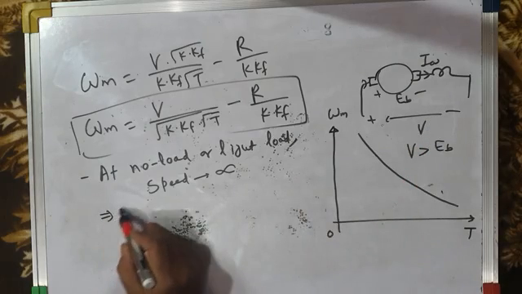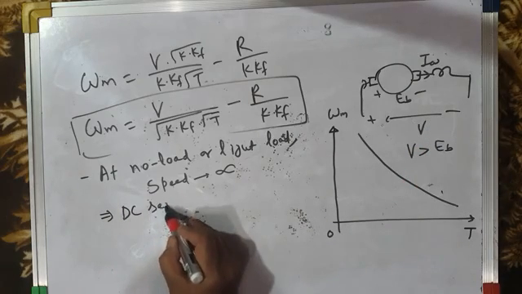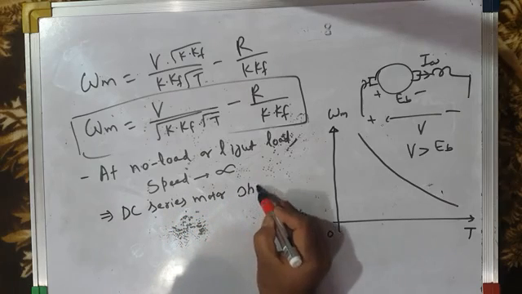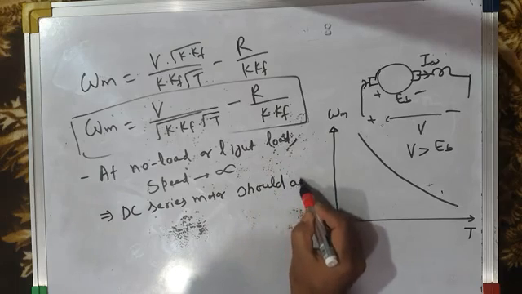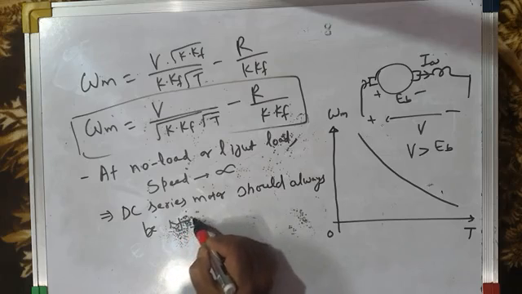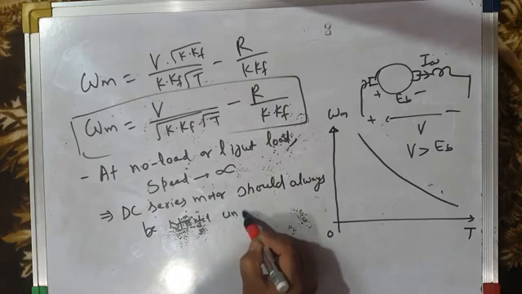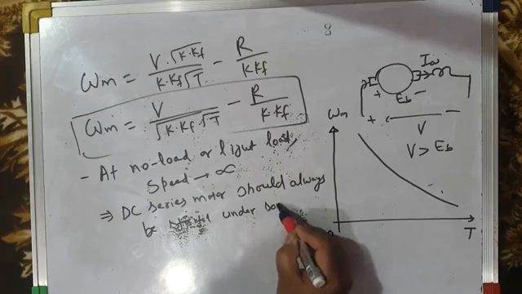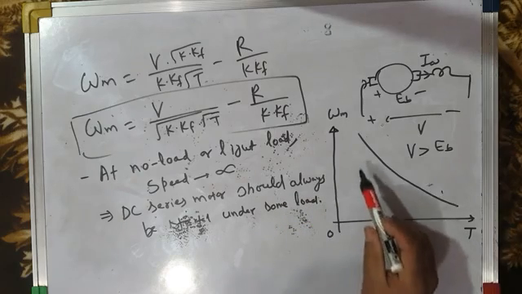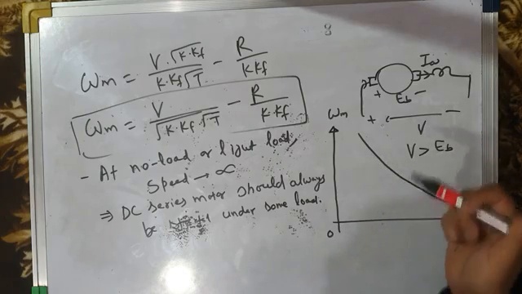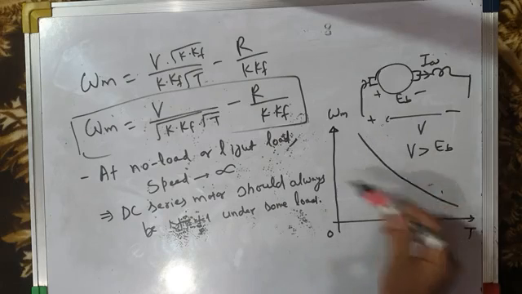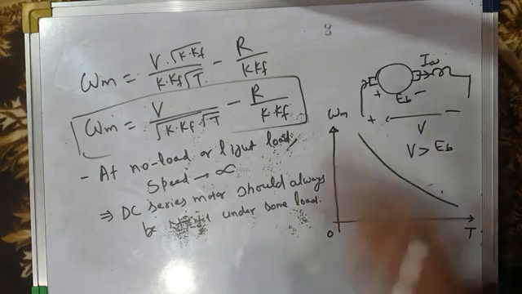So this means a DC series motor should always be started under some load. The question is, how much can the no load speed be? Because of the high mechanical strength of DC machines, the no load speed can be as high as 2 times the rated speed, but not more than 2 times the rated speed.